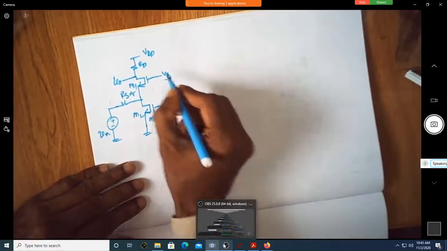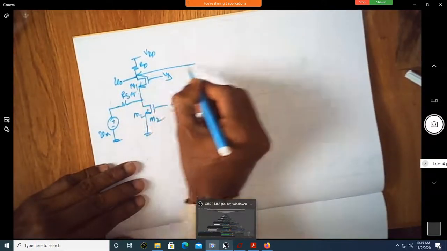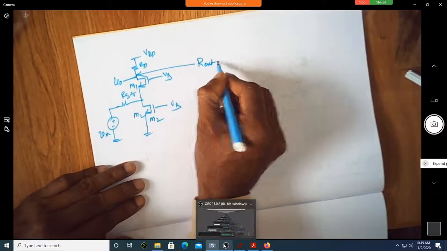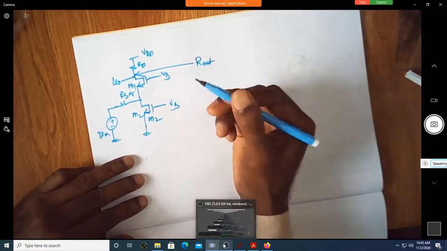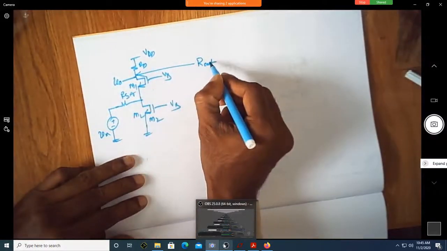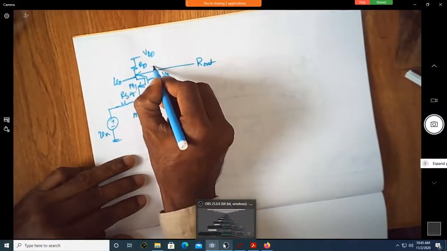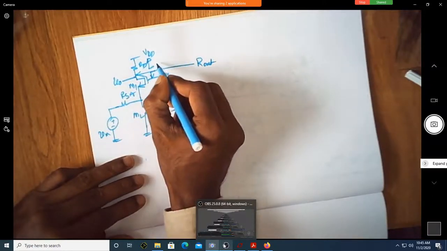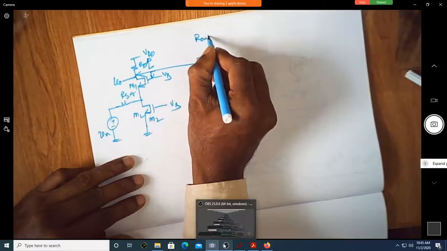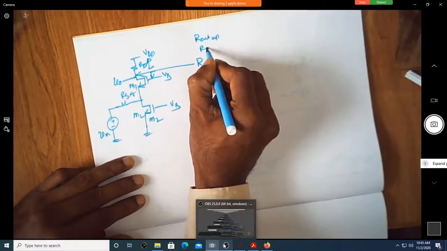So what is the intention? Your intention is to find the overall output resistance. Let me write it as R out or R out dash. Shall I write this resistance as this in parallel with this? Let me write R out up and R out down.